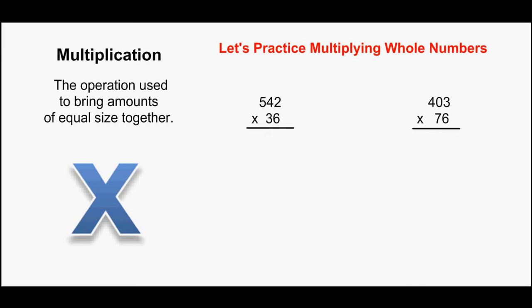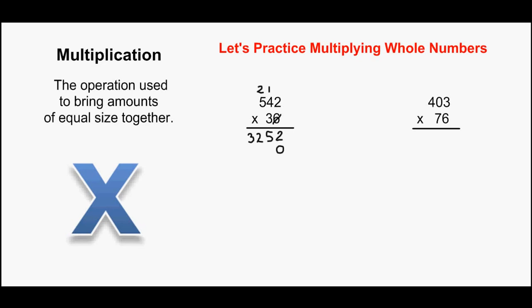Let's practice multiplying whole numbers. 6 times 2 is 12. 6 times 4 is 24, plus 1 is 25. 6 times 5 is 30, plus 2 is 32. Now on the next line, I will write a 0 as a placeholder because we've already used the first column.